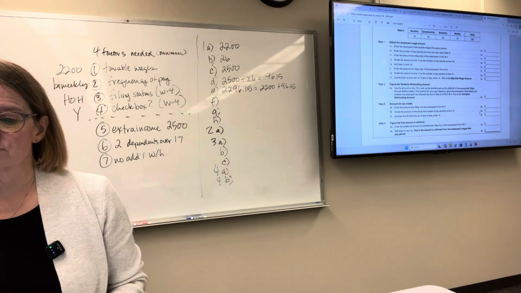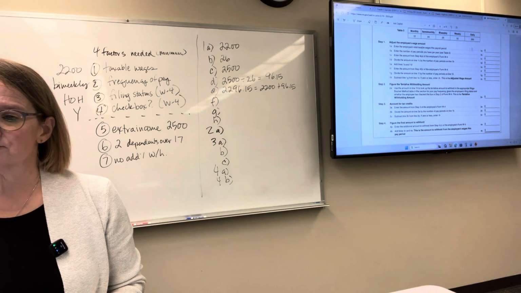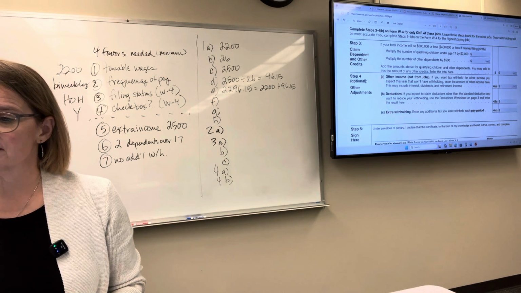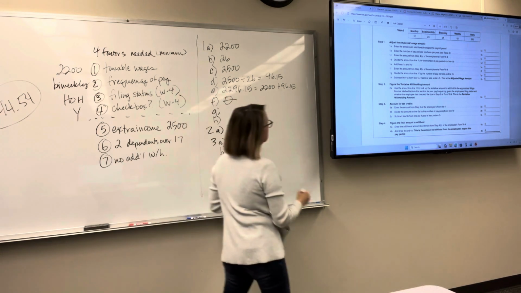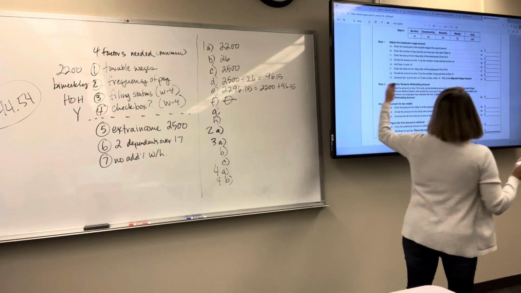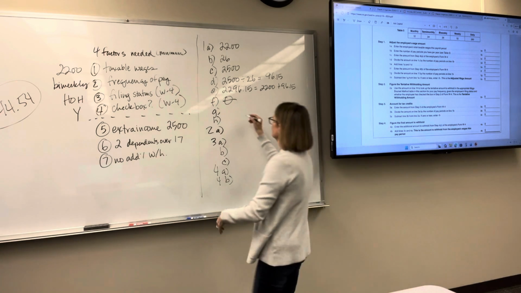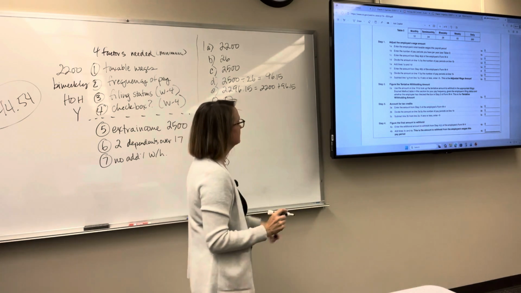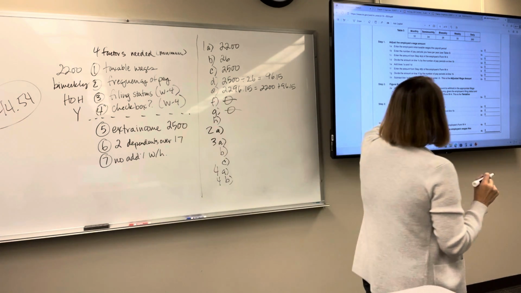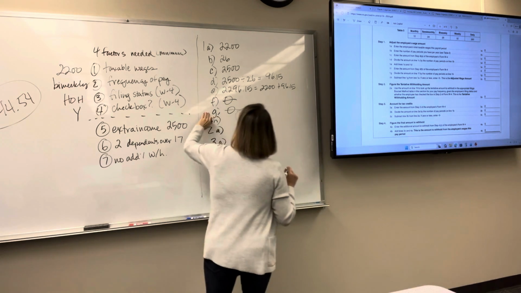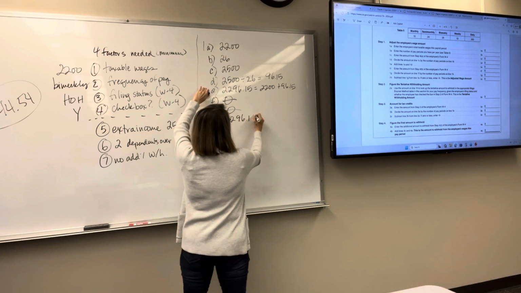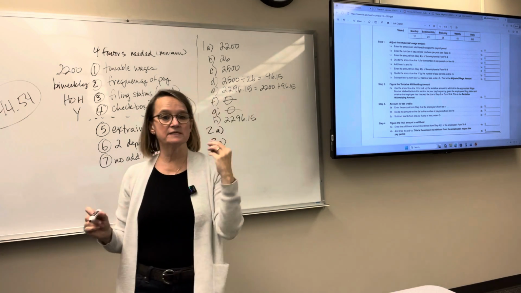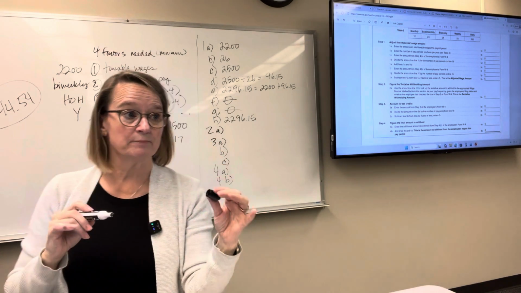1F, enter the amount from step 4B from the employee's W4. There's nothing there. Easy enough. 0. 1G, divide the amount on 1F by the number of pay periods. Well, also 0. H, subtract line 1G from 1E. So we're going to get 2296.15. There's our tentative amount. That's the amount we're going to use and apply to the table.